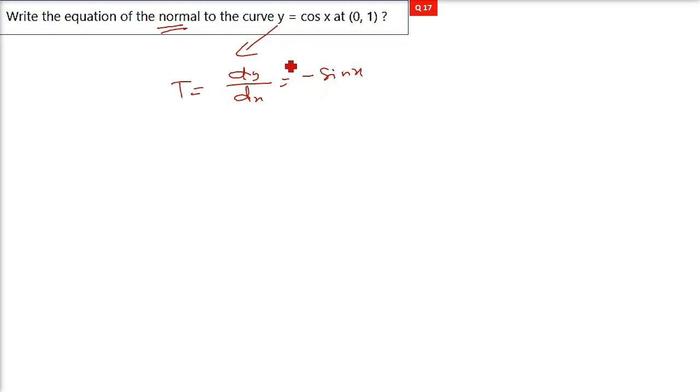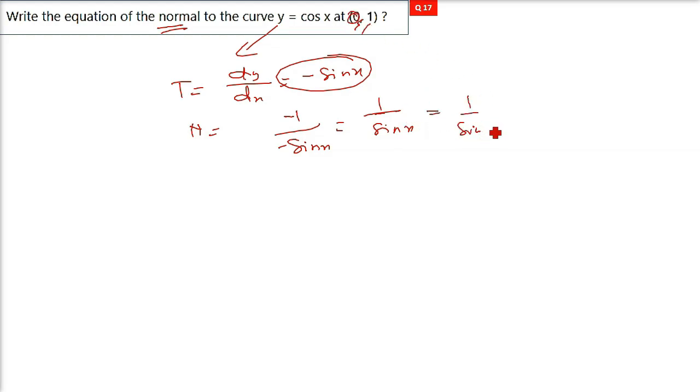The point is already given. What will be the normal slope? It will be -1 divided by minus sin x. It is going to be 1 by sin x. What is sin x? X is 0. So 1 by sin 0. What is sin 0? Sin 0 is 0 only. 1 by 0 it will come. So this is not acceptable in mathematics, because we don't need 0 in the denominator. It is going to be infinite, undefined. But still, for the sake of completion, we have to do this.